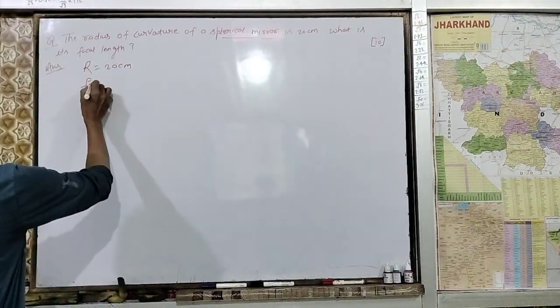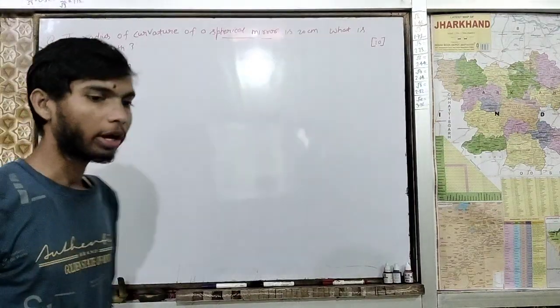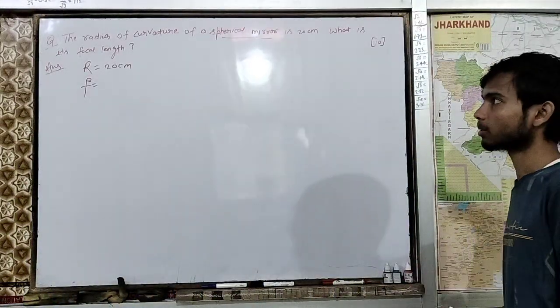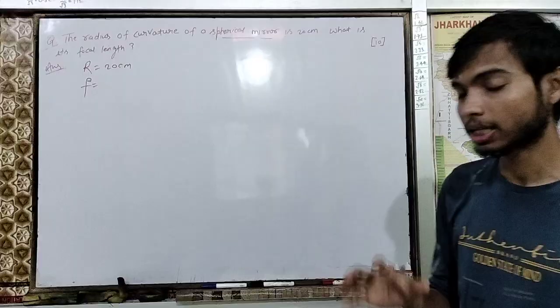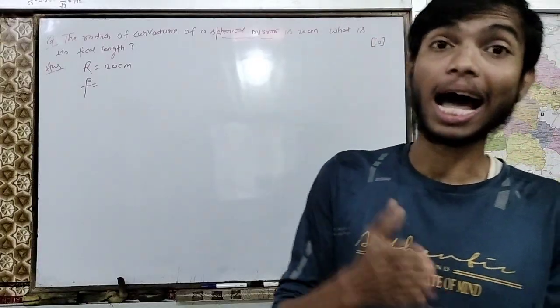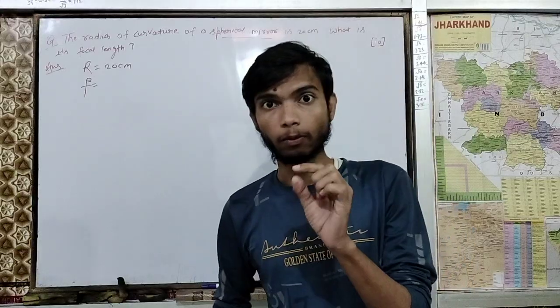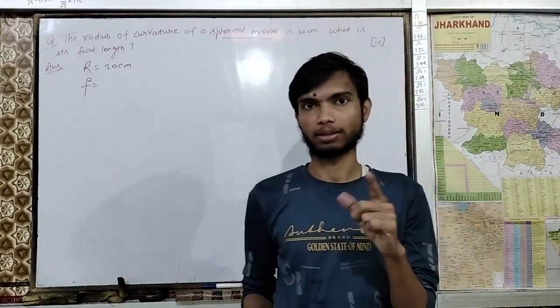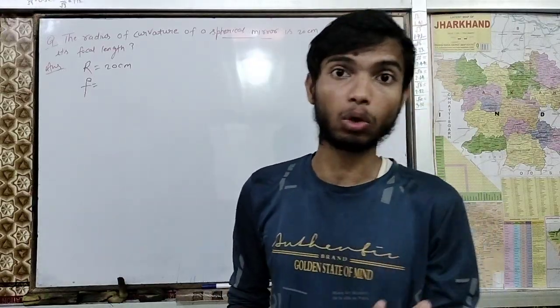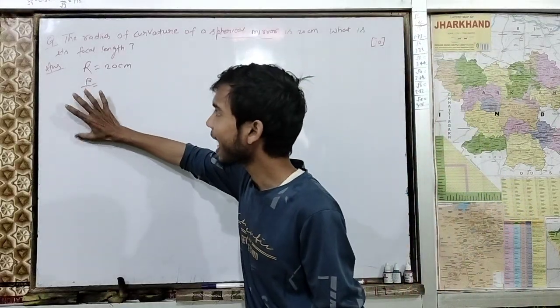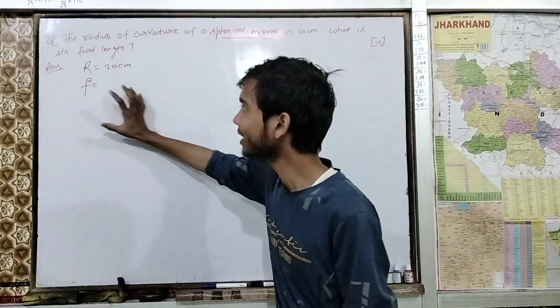Now tell me, what is the formula of calculating focal length of a spherical mirror? Of course we know that focal length is half of the radius, or you can say 2 focal length will be equal to 1 radius. This is a concept. So here we have to find what? The question is saying find focal length.